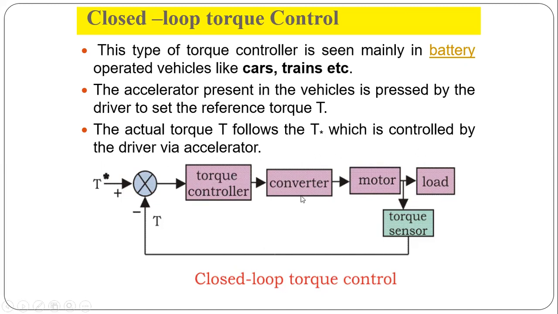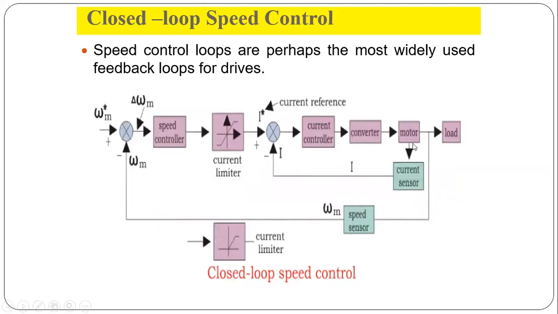Here is the torque controller, there is the converter, then the motor, then the load and the torque sensor. With the help of the torque sensor, we can sense the torque and give the signal to the reference signal, or we can say the comparator. There, it is compared with the torque controller, and again the signal is rectified or filtered and sent through the converter to the motor. Okay, so this is the concept of closed loop torque control.